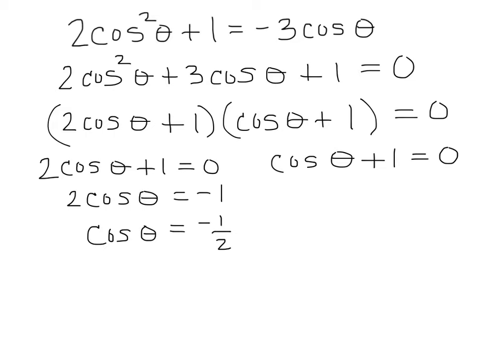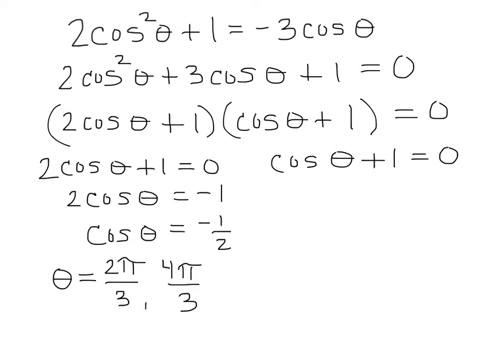Cosine is negative in quadrants 2 and 3. So I need the 60-degree angle that falls in quadrant 2, which is 2 pi over 3. I also need the 60-degree angle that falls in quadrant 3, which is 4 pi over 3.